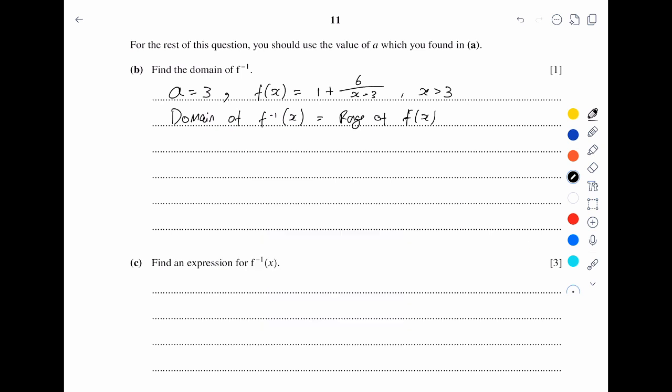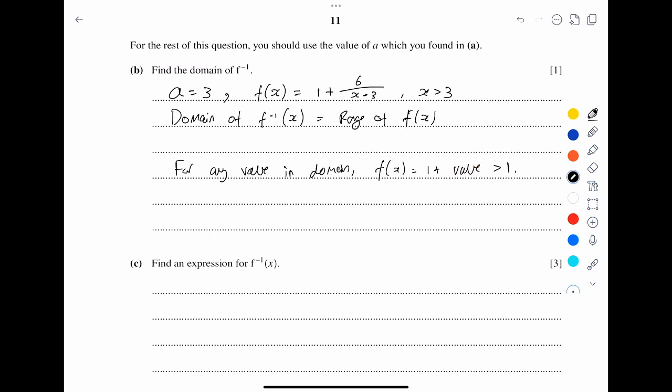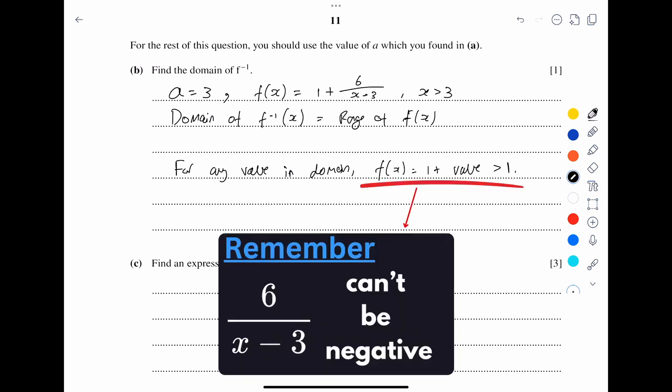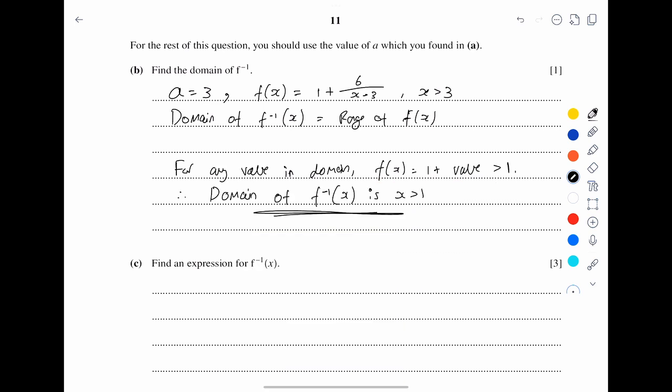So then, what is the range of f? Well, 1 is the minimum value for f(x), and there's no upper bound, and so therefore f(x) is greater than 1. And so therefore the domain for f to the negative 1 of x is x is greater than 1.